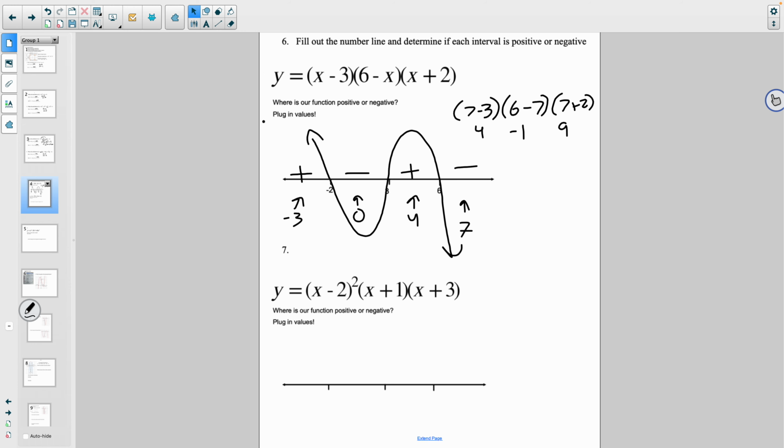Now from these sign charts, we can really tell our end behavior, right? Here we know as x is going to infinity, y is going to negative infinity. As x is going to negative infinity, y is going to positive infinity.